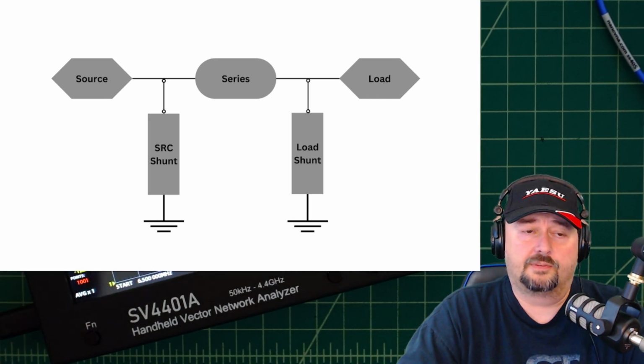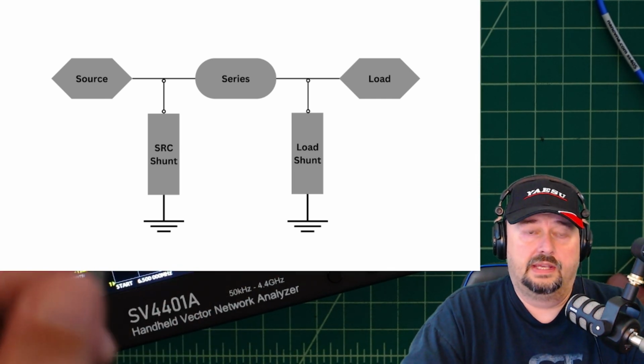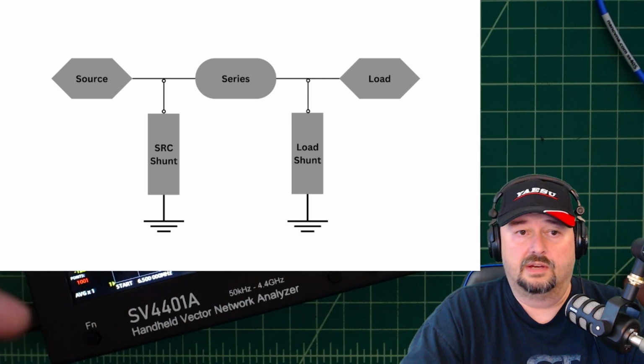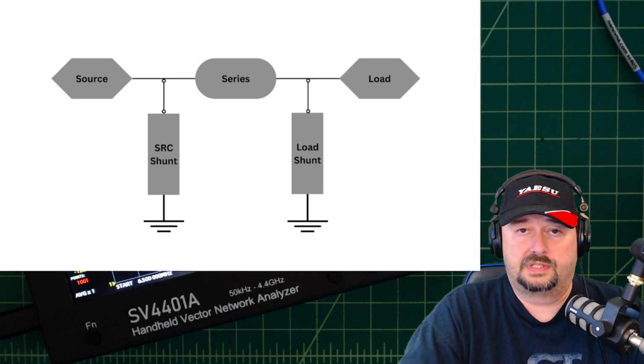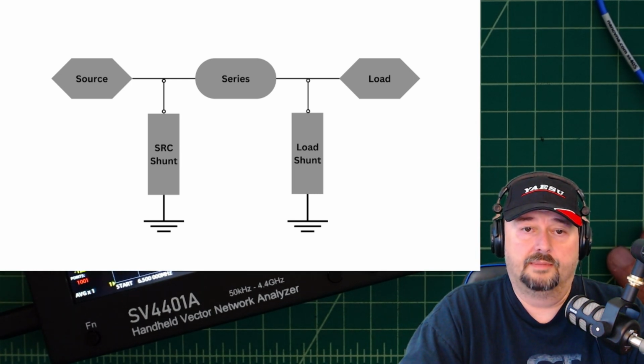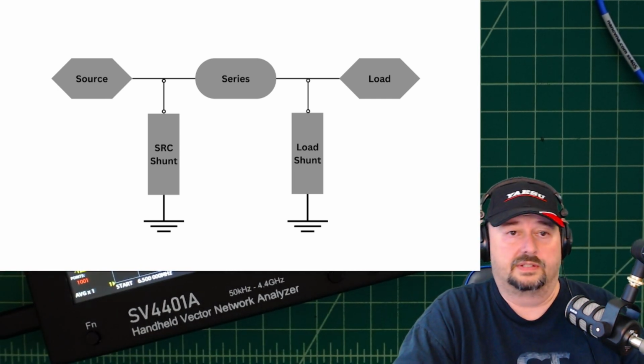And then what you can see from our source, and our source would be our radio, is on the left, and then all the way on the right is our load, which would be our antenna. And it shows you where these components need to go. So if you have a source shunt, it needs to go between your source and series component, and it needs to shunt to ground. And in the series, it just goes directly along your center pin, your center conductor.